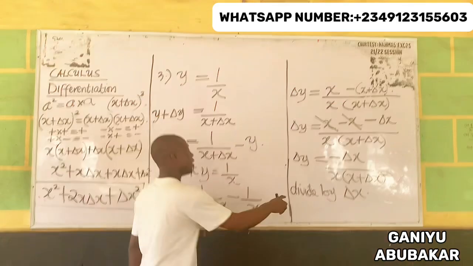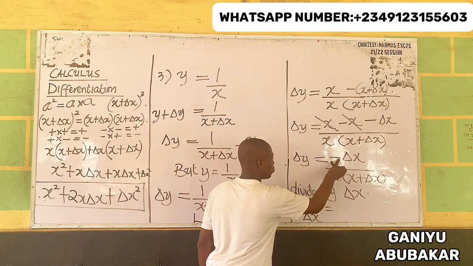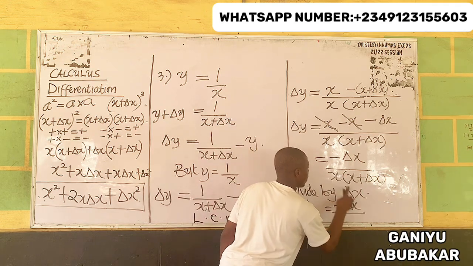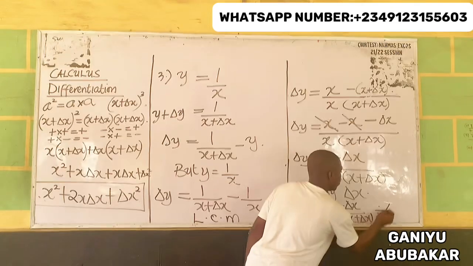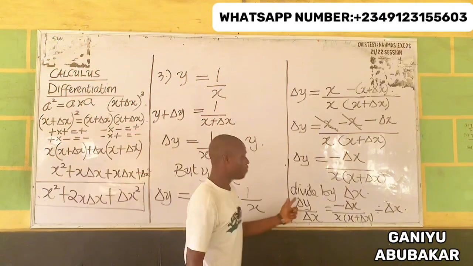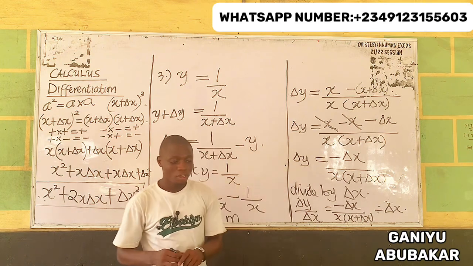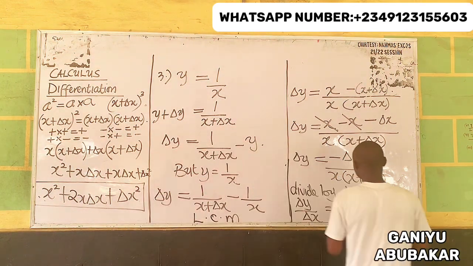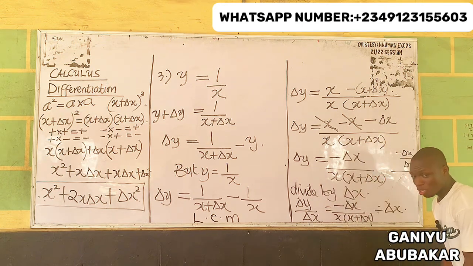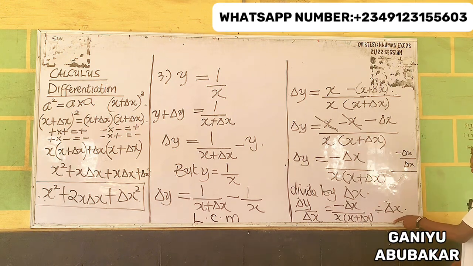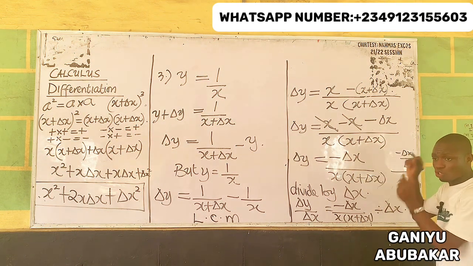Now look up. From here, I'll have change in y over change in x equal to what? Minus change in x over x into x plus change in x. Am I correct? Divided by change in x. So divide this one and divide this one. For division, don't go and say minus change in x over change in x over. No. For division, just do it singly this way, unlike what we used to do before, where those are put individually.